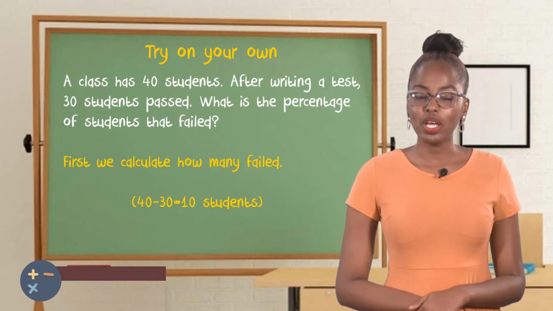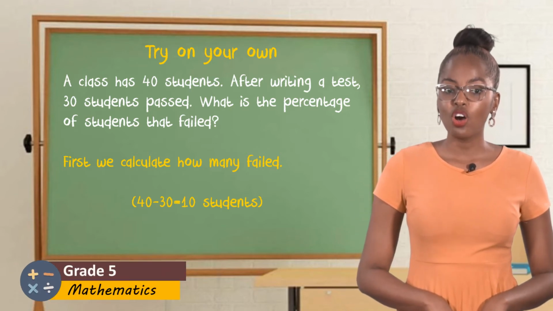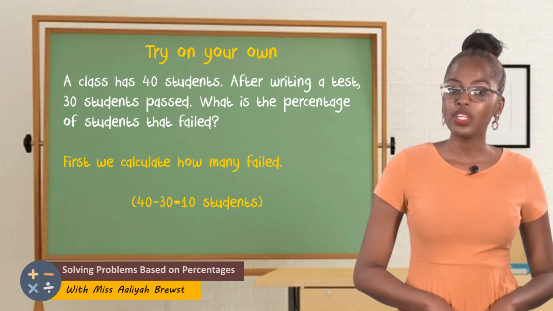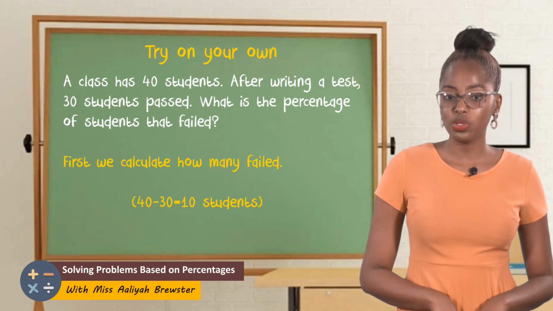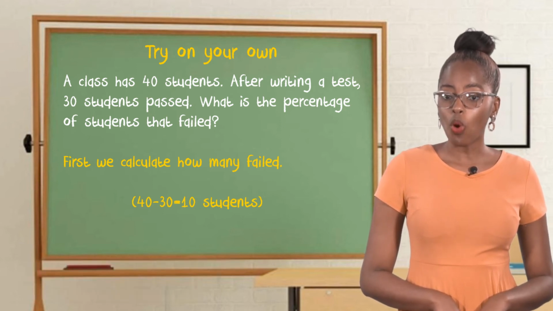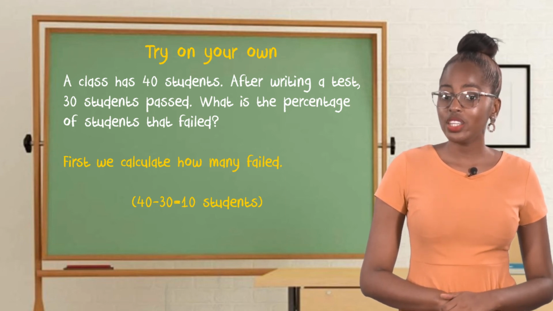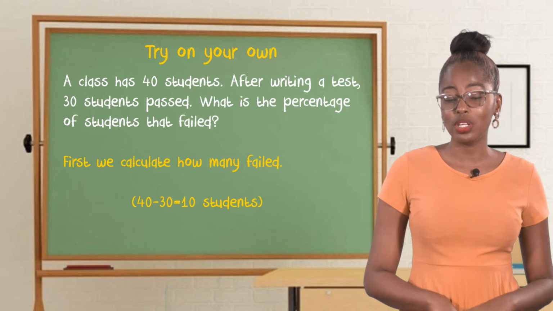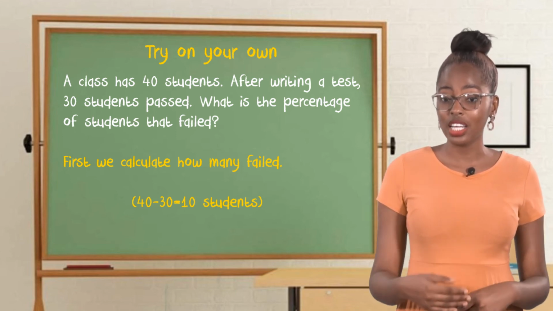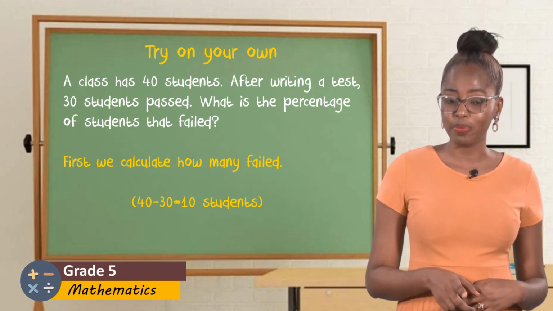The second problem, we were tasked with finding the percentage for how many students failed. The problem was, out of a class of 40 students, 30 students passed. What is the percentage of students that failed? Now, they did not ask us to find the percentage of students that passed. Therefore, it's necessary for us to first calculate how many students failed. This is a trick problem.